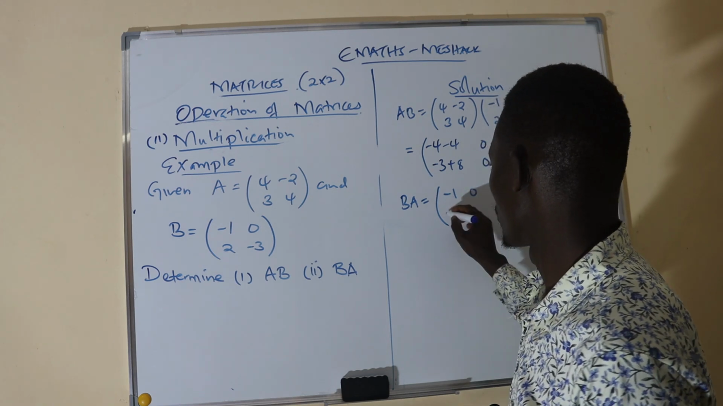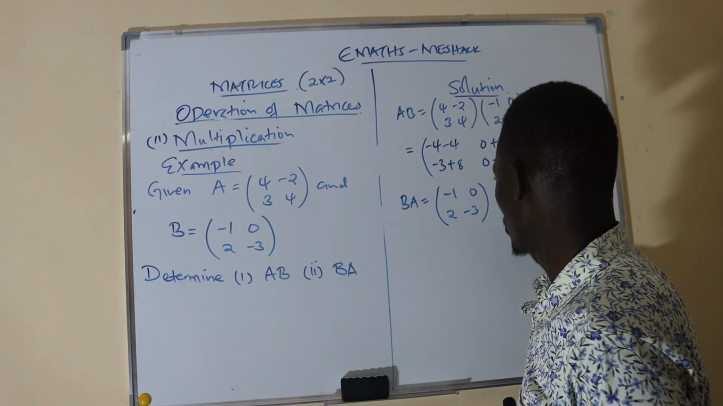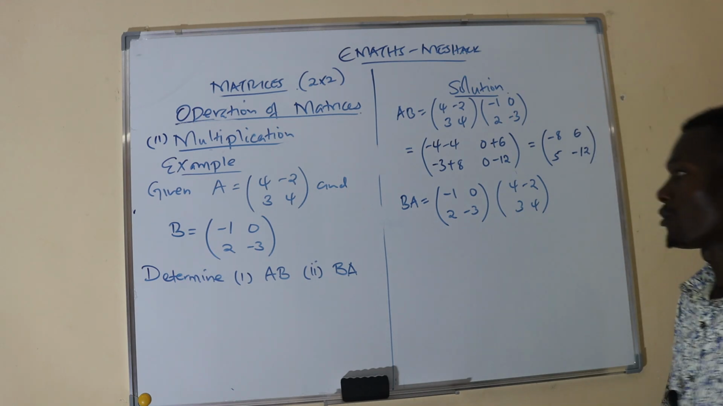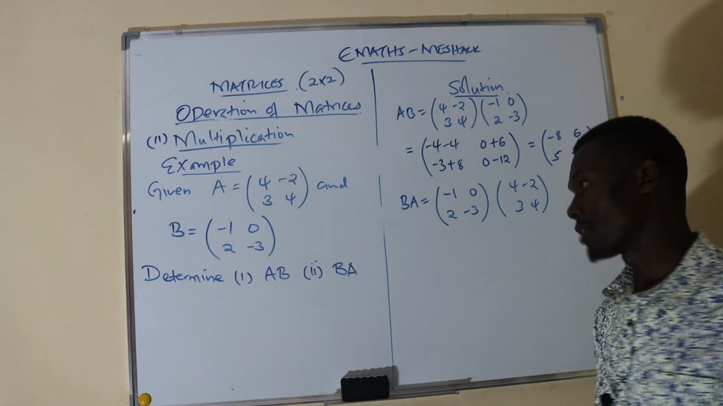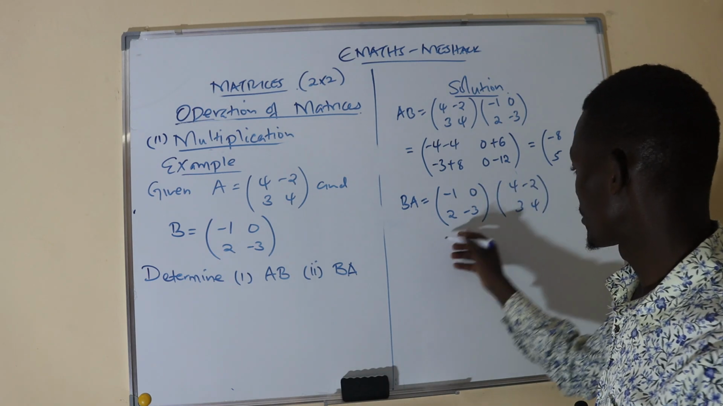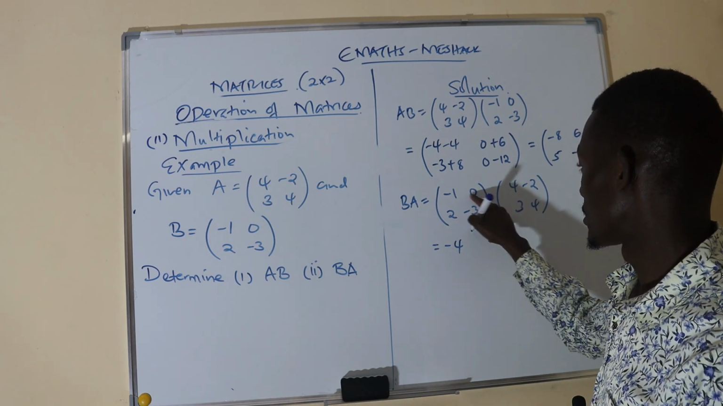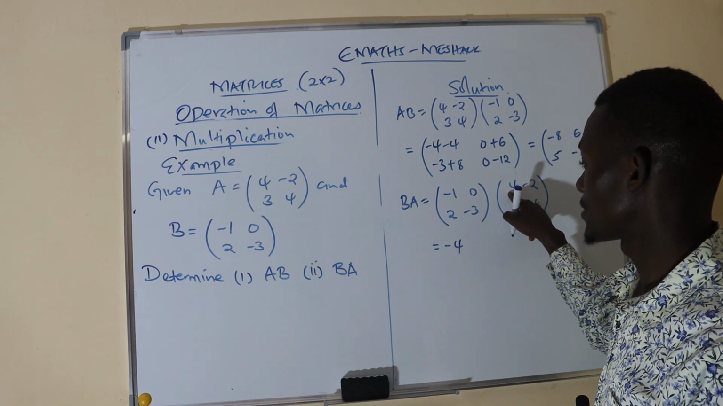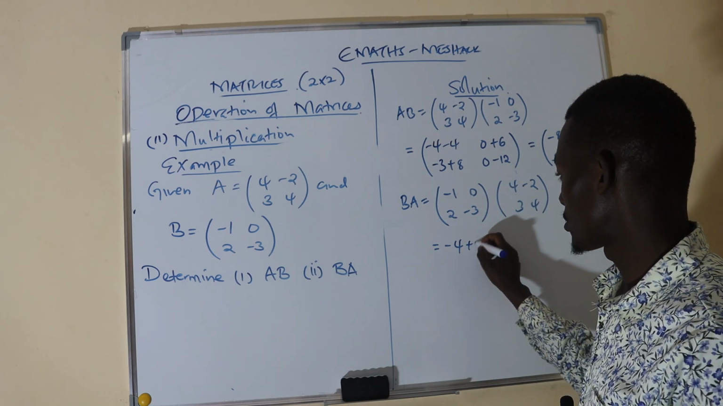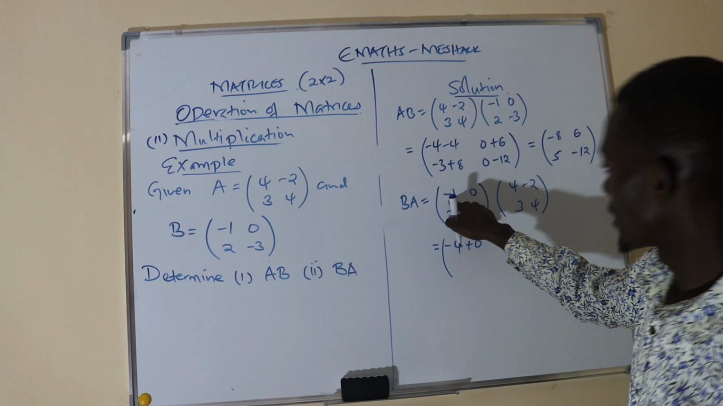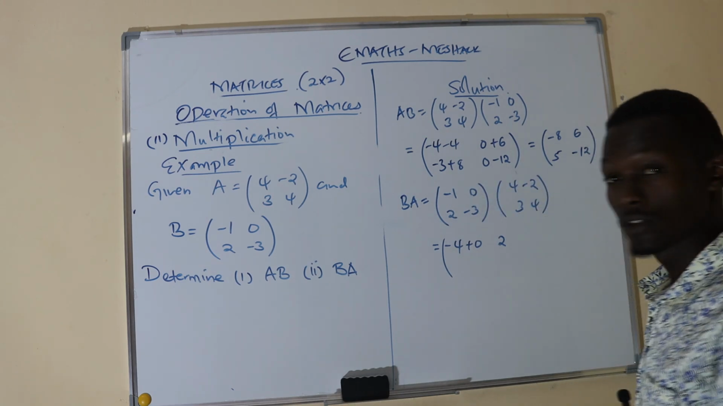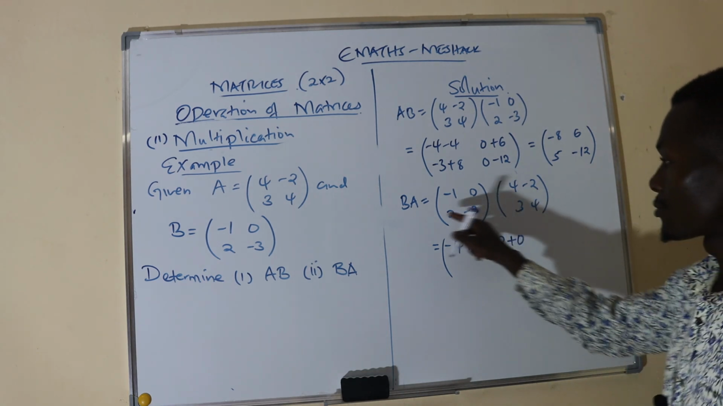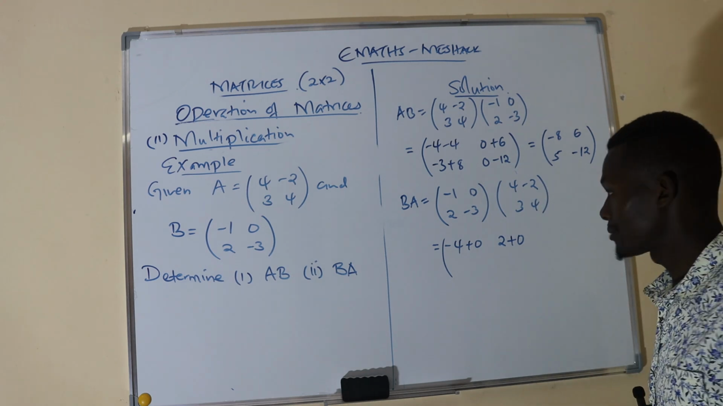So our B is negative 1, 0, 2, negative 3. Then multiplied by A, which is 4, negative 2, 3, 4. Again, multiply the row and the column. So negative 1 times 4 gives us negative 4. 0 times 3 gives us plus 0. You can see the first and the first, the second and the second. Then we come to negative 1 times negative 2, that gives us a positive 2. Then 0 times 4 gives us 0. Then we come to the second row and also the other two columns.